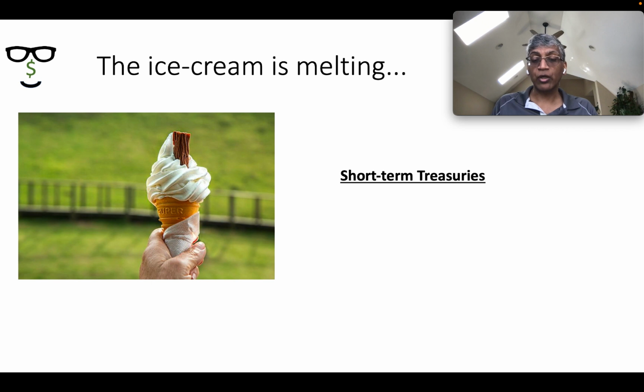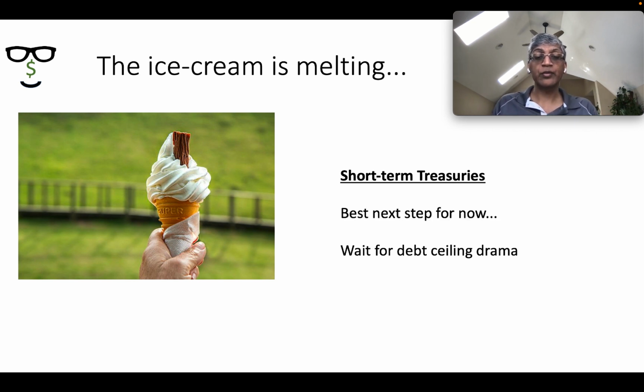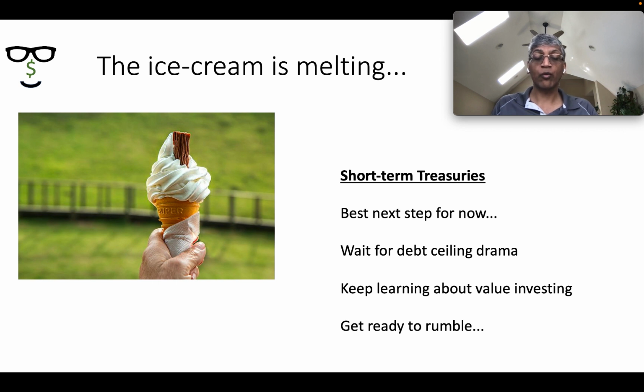Until then, short-term treasuries are still the way to go. They pay around 5% for 3 months, which is phenomenal. Again, they are state tax exempt. The best step appears to be to sit tight, invest in short-term treasuries, wait for the debt ceiling drama to play out, learn about value investing, and get ready to rumble.